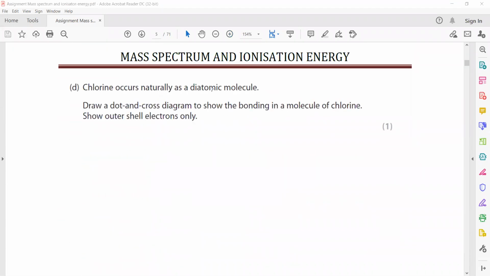Chlorine occurs naturally as a diatomic molecule. Draw a dot and cross diagram to show the bonding in a molecule of chlorine, showing outer shell electrons only. It belongs to group 7, so it will share one electron. Each chlorine shares one electron, and the unshared electrons will be 6 on each atom. In a dot and cross diagram, one atom's electrons are represented by crosses, the other's by dots.